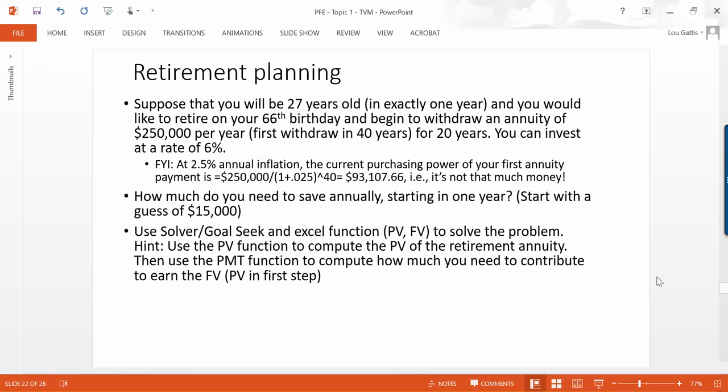Now, to get to that $250,000 withdrawal, we're going to start depositing money while I'm working. So from age, say, 27 to 65, I'm going to deposit money, and then from 66 to 85, I'm going to withdraw money. Now, the question is, how much do I need to put into an account for the next 39 or 40 years to have enough money to withdraw $250,000 a year for 20 years when I'm older? Well, we can set up the spreadsheet.